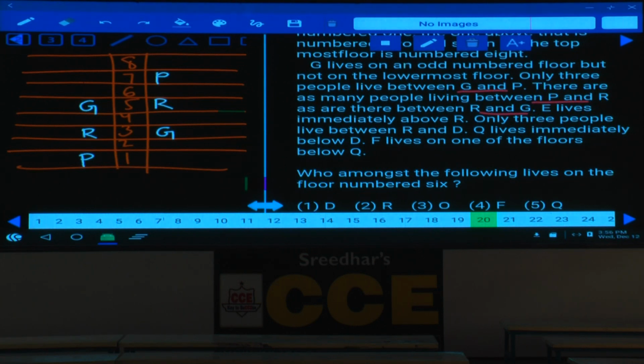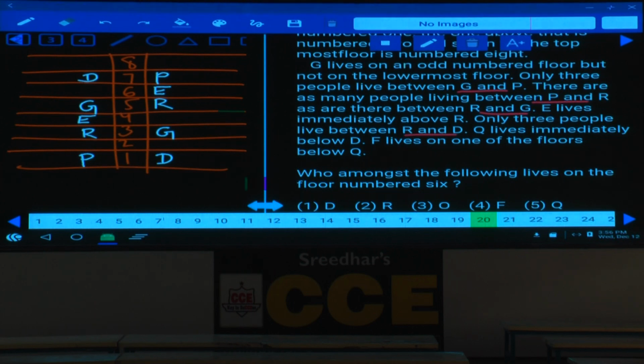E lives immediately above R. As E lives immediately above R, E will be here. And next one, only 3 people between R and D. As only 3 people between R and D, 1, 2, 3, and D will be here. Here R is here, 1, 2, 3, only 3 people between R and D. D can be either on the first floor or on the 7th floor.